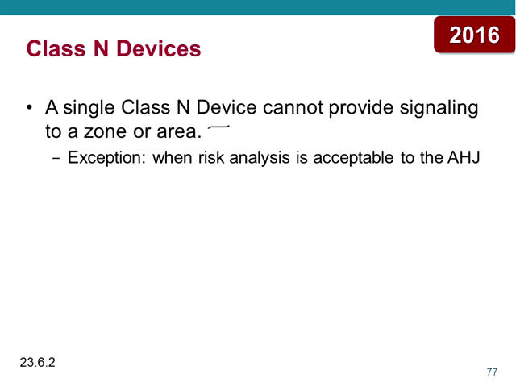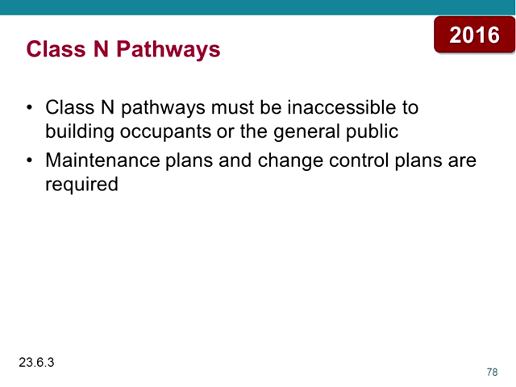Again, a single Class N device cannot provide signaling to a zone or area. That's actually beyond the requirements for the circuit itself, unless the AHJ is willing to accept the risk. And that risk analysis needs to be in writing. It can't just be, "Hey, Bob, how's it going? I think we're just going to do a single Class N device in here. Is that okay with you?" "Yeah, sure, no problem." Well, that's not going to meet this code. We have to have something in writing.